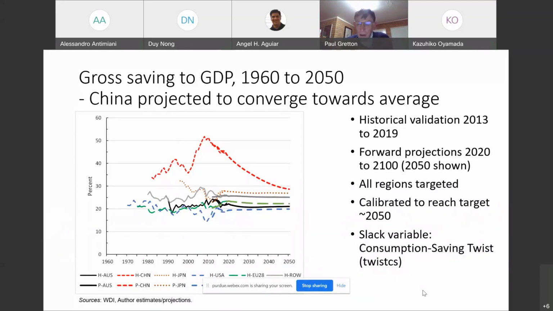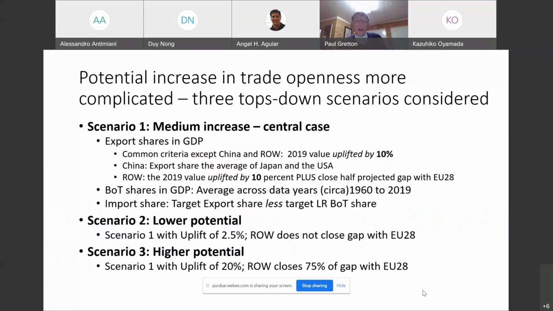The other countries, after a bit of research, I've basically taken them as business as usual, which you can see there. But in the trade scenario, I've taken a different, more elaborate approach. I've got medium, increased, lower potential and high potential, which I won't go into the details of here, so I can get on to quickly present some of the results.